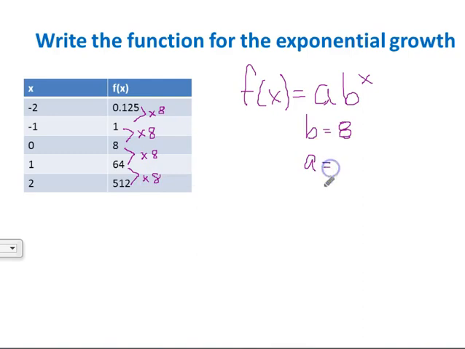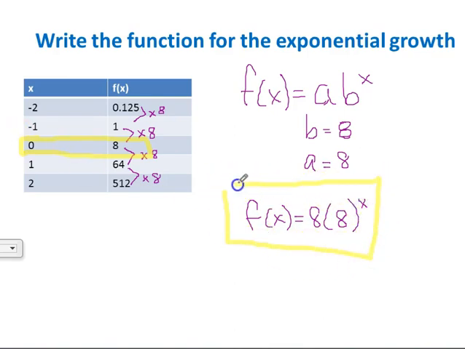What's the initial value? So a is going to represent our initial value. Remember, the initial value occurs when x is equal to 0. So what is that corresponding value when x equals 0? It is 8. Huh, both of our values are 8 here. I didn't really plan that. So now we can just write our rule. The actual rule would be f of x equals 8 times 8 to the x. That's our rule, and we're done. Pretty easy, right? I've got one more for you guys to practice on the next slide.